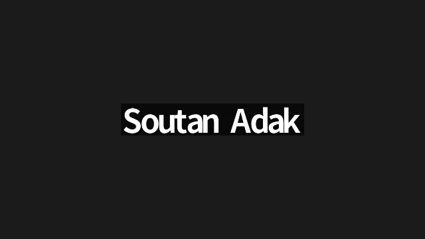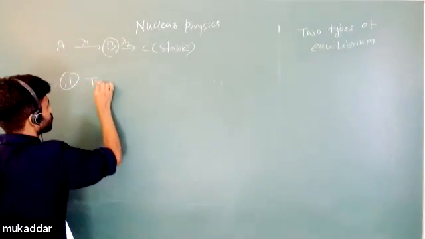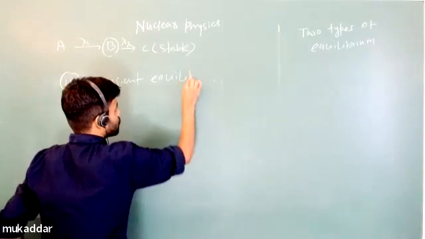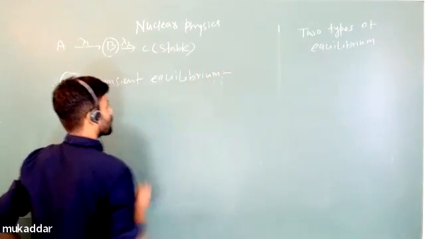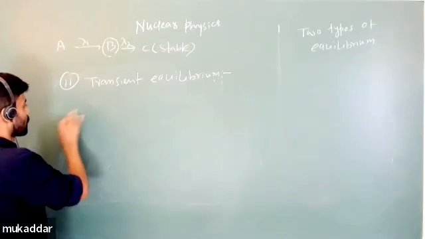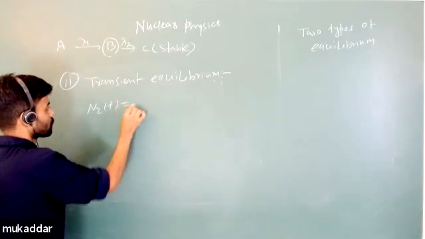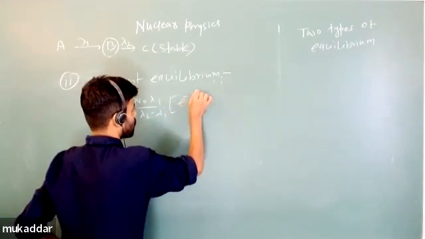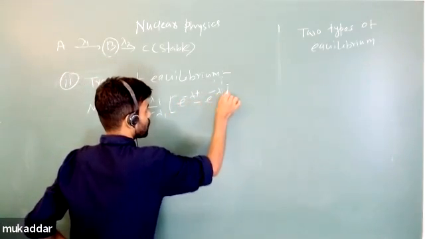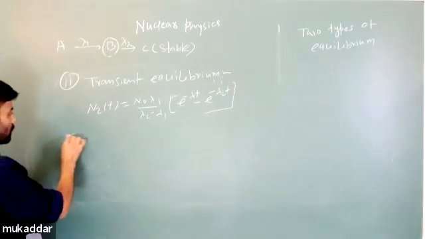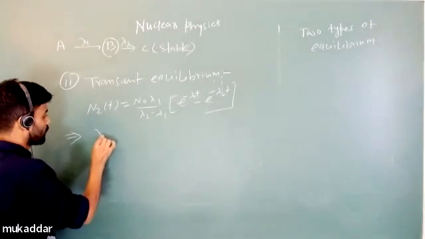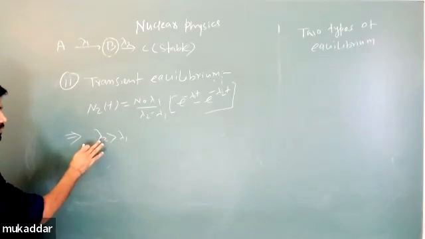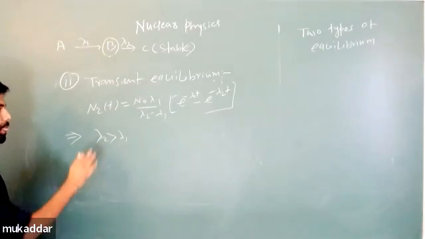Now second is transient equilibrium. In transient equilibrium, again same equation, n2t equals to n naught lambda 1 divided by lambda 2 minus lambda 1, exponential minus lambda 1 t minus exponential minus lambda 2 t. Now for this case also lambda 2 is greater than lambda 1, but not that much bigger. They are in same order. Suppose this is 100 years, this is 300 years.